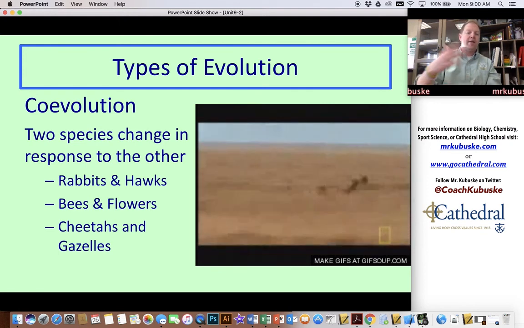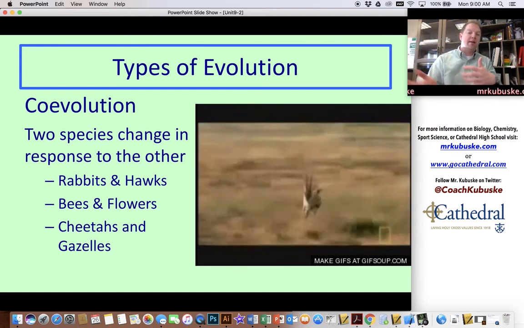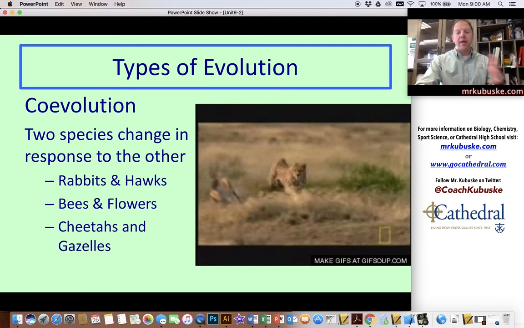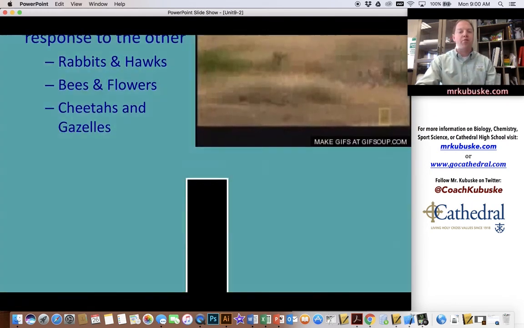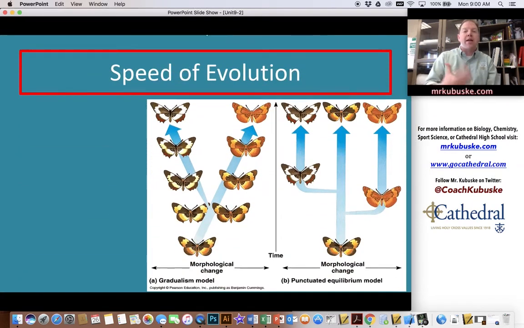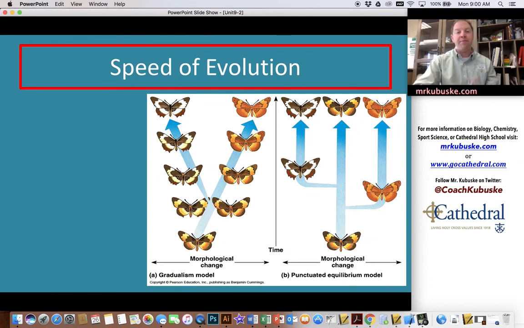Cheetahs get faster, so the gazelles have to get faster, so the gazelles have to learn how to turn on a dime. They are responding to one another naturally. It's not something that they're choosing, it's just they have those traits. How fast evolution can occur, and I know there's a lot of information coming in quickly. There are two theories about how fast evolution occurs.